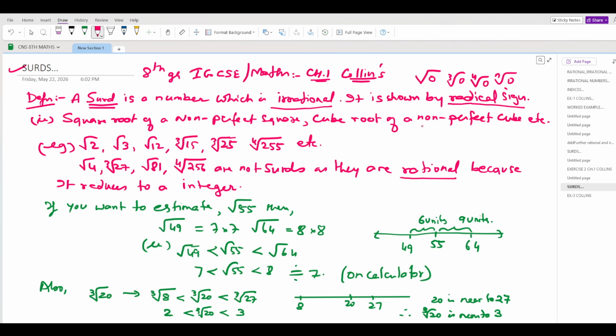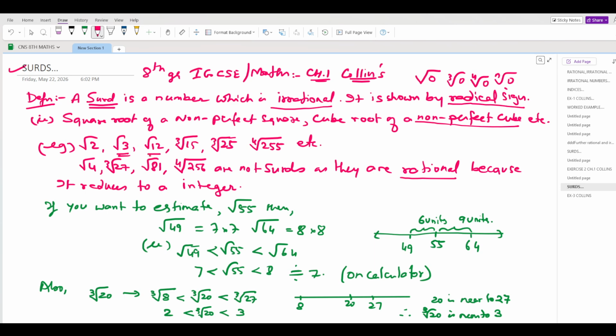In the same way, a non-perfect cube under a cube root sign is also irrational. Some examples I have given here. Root of 2: square root of 2 is irrational because 2 is a non-perfect square under the square root sign. So this is an example of a SURD. Root 3 is also a SURD because the square root of 3 is shown in radical form, and 3 is a non-perfect square under the square root sign, so it is irrational. Again, this is a SURD.